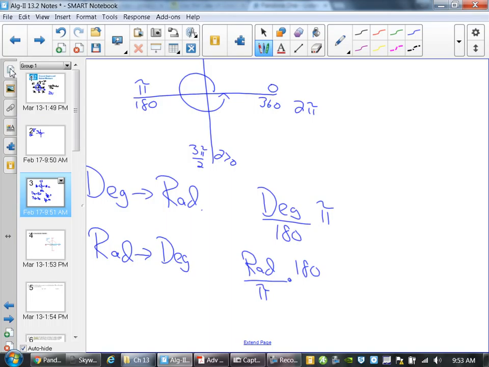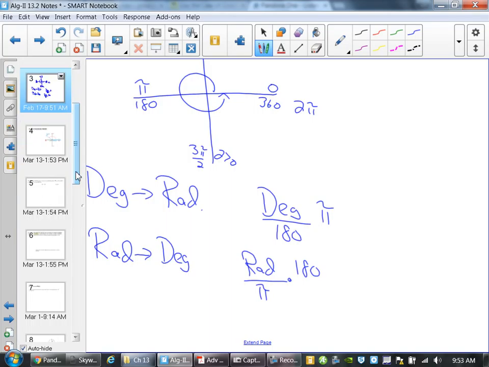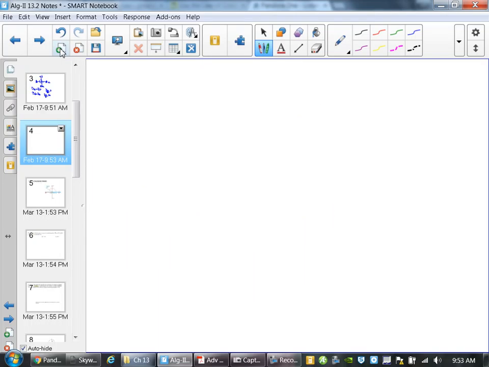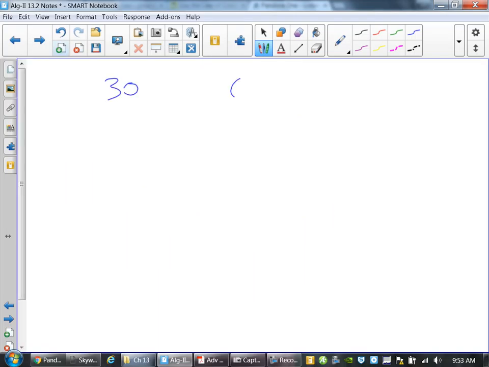So let's convert, let me see where I'm at here. Let's convert 30, 60, from degrees to radians. These are the most common ones you're going to use. So you take your 30 over 180 times pi. Simplify the fraction. Zeros drop, and 3 goes into 18 how many times? 6. So 30 degrees is pi over 6.